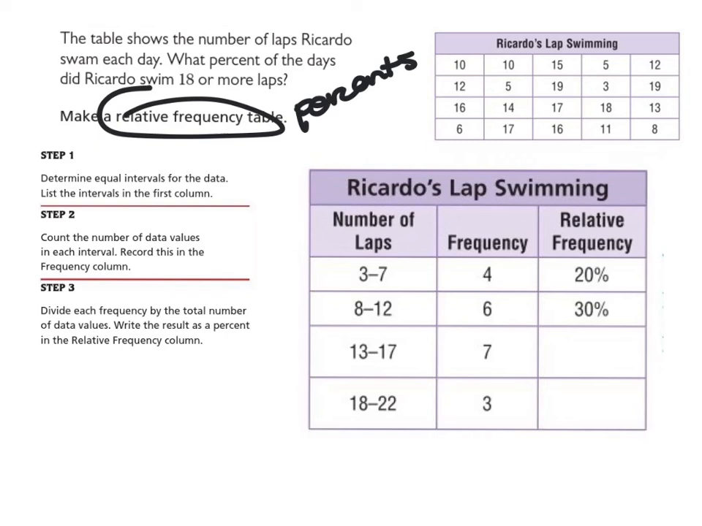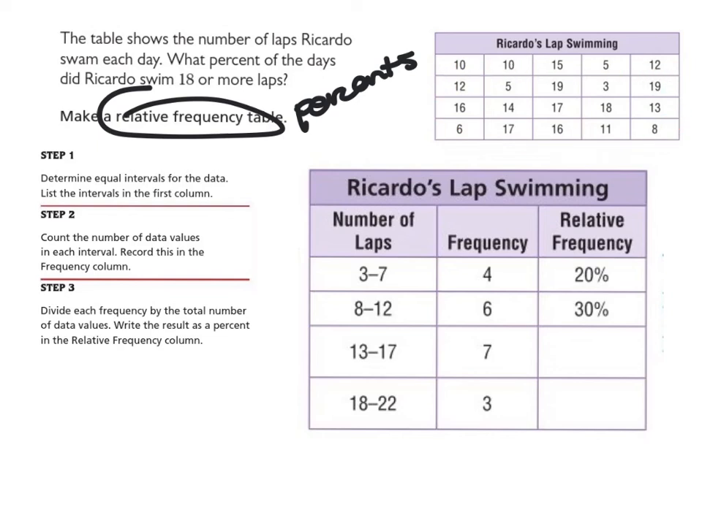The number of laps between 3 to 7 happened 4 times. The number of laps between 8 and 12 was 6. The number of laps between 13 and 17 was 7. And the number of laps 18 or more was 3. Now, you'll notice the relative frequency, they've already started putting them into percentages. Remember, a percent is out of 100. There were not 100 days of laps that Ricardo swam.